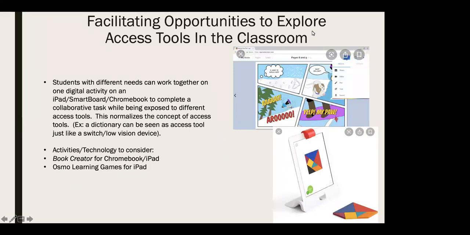So facilitating opportunities to explore access tools in the classroom as well.